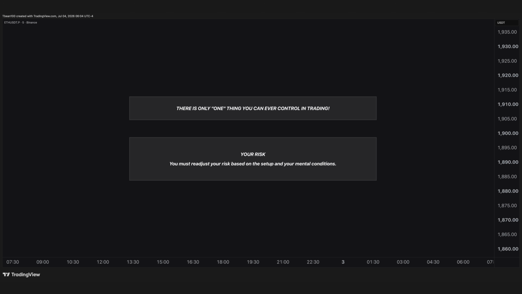For example, if you do not have many confirmations, just reduce your risk. If you feel tired or if you feel very emotional, reduce your risk. If you are using a new kind of setup you never tried before, then reduce your risk. If everything aligns with your setup and you have plenty of confirmations, then you use your full risk. These are the choices that you can make, and these are the only things that you can control in trading.